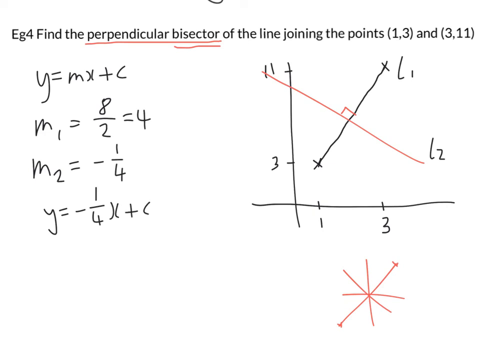Now all we have to do is put in a point that's on the line. The catch is we don't actually have any points in that line. We've got 2 points, but neither of those are on this perpendicular bisector, so we can't find c just yet. So what do we do? Well, we can find this point because it's special. It's the midpoint. So we can find the midpoint.